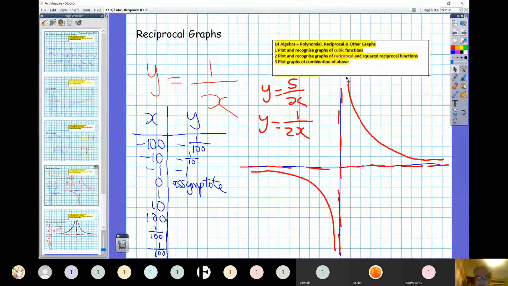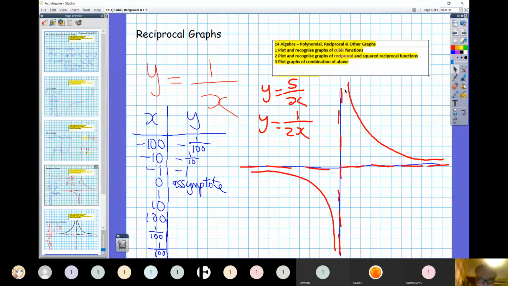Now, there are two things to note here. When x equals 0, y is undefined. 1 divided by 0 is not defined. It doesn't exist. That's why we put this dotted line down the y-axis, and that's called an asymptote, okay? And what we're saying is the curve is approaching the y-axis, but will never quite get there. Similarly down here, we'll never quite get there.